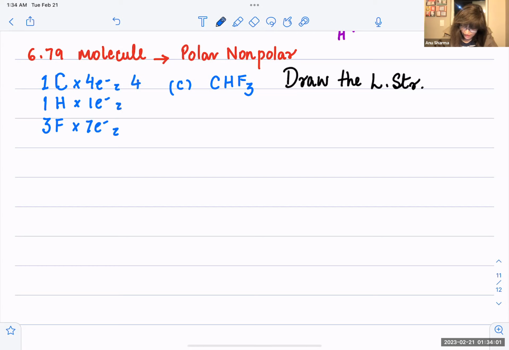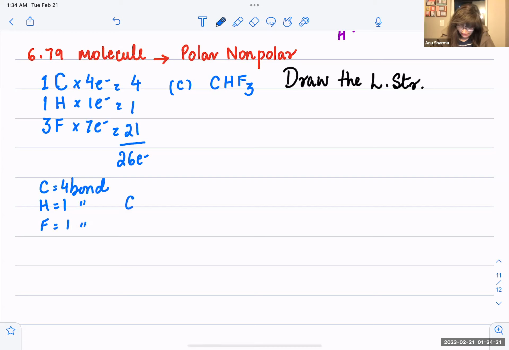You have 4 plus 1 plus 7 3s are 21. So how much? 26 electrons. Okay, so same thing, carbon can make 4 bonds, and hydrogen makes 1 bond, and fluorine makes 1 bond. So carbon gets the center spot. Okay, central atom. Carbon is a central atom. So you draw carbon here.